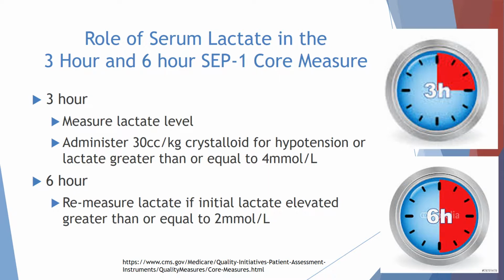The role of serum lactate in the 3-hour and 6-hour SEP-1 core measure is pretty simple. In the 3-hour measure, you want to measure an initial lactate, and if that lactate is greater than 4, that is a marker of end organ damage, and that puts the patient in the severe sepsis category. In that category, your patient is going to receive a 30 cc per kilogram bolus of crystalloid for hypotension. In the 6-hour bundle, you want to remeasure the lactate if the initial lactate level is elevated greater than 2. And this is one of the more tricky parts of the measure to operationalize, and so we'll talk specifically about strategies to get that repeat lactate measured within 6 hours.